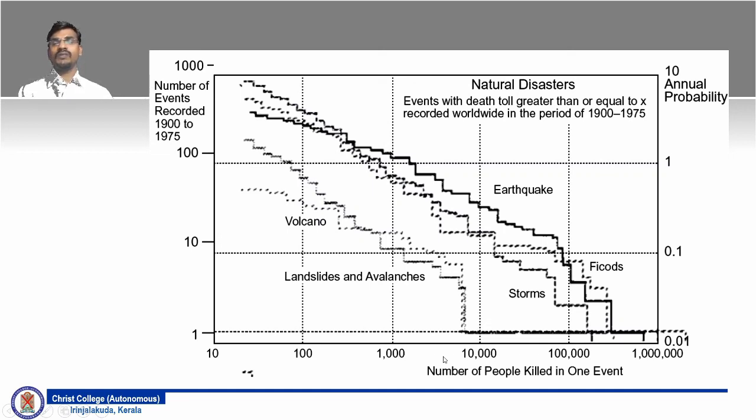So there is always this case that a large number of low magnitude events occur globally in a year, but at times larger events also occur, which cause significant fatalities and injuries.